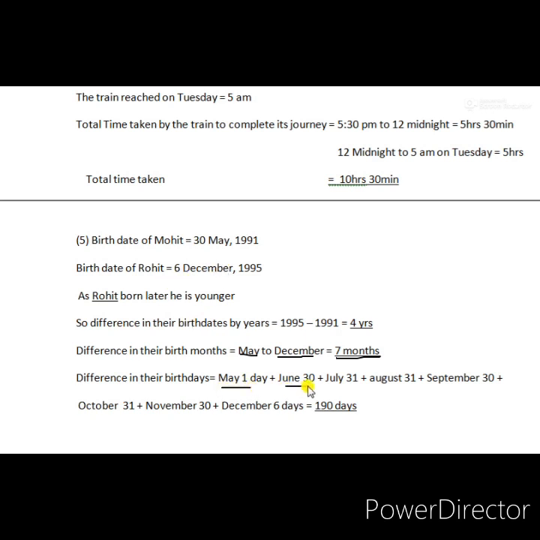June we know has 30 days, July 31 days, August 31 days, September 30 days, October 31, November 30, and December he was born on the 6th. So 1 to 6, 6 days in December. Total we are getting 190 days. So how many days difference do they have? They have a difference in the dates of 190 days.